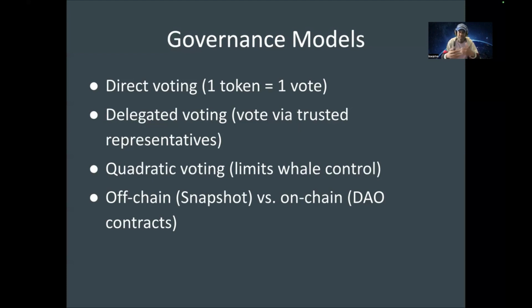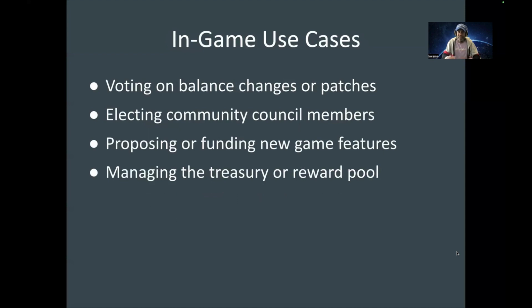So we have off-chain, which is basically just taking a snapshot of some on-chain activity or some activity governed by whatever it may be. Or you have on-chain, which is done via smart contracts and direct inputs from an EOA, or an externally owned account. So let's look at some of the in-game use cases.